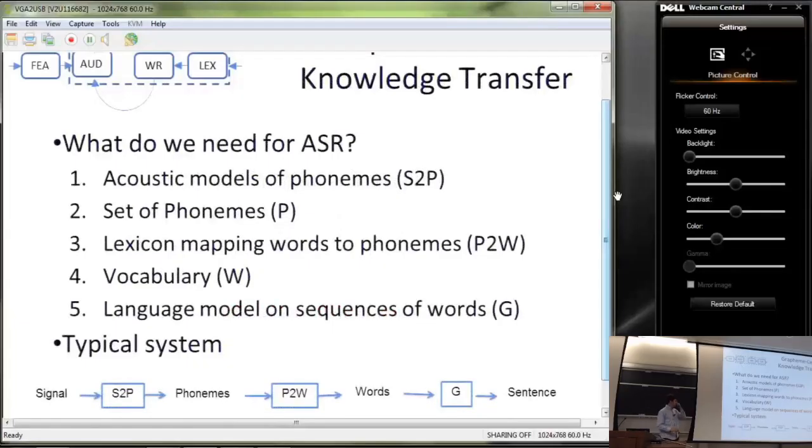So when we think about what we actually need for automatic speech recognition, we normally need acoustic models for phonemes. We need the phoneme set that this results in, some lexicon that maps our words to phonemes, or you can think about it the other way around, phonemes to words. And our words can then be mapped using some grammar, some language model to G. So the typical system is sort of listed down there.